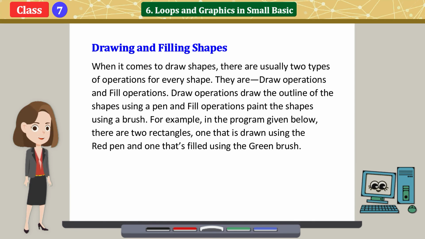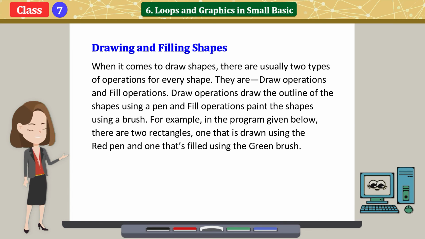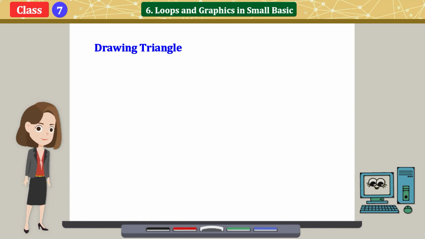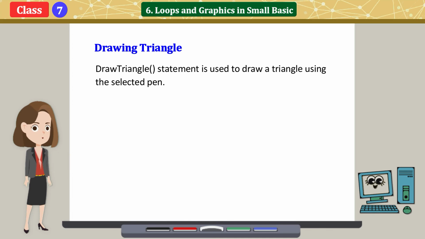For example, in the program given below, there are two rectangles, one that is drawn using the red pen and one that's filled using the green brush. Drawing triangle. Draw triangle statement is used to draw a triangle using the selected pen.